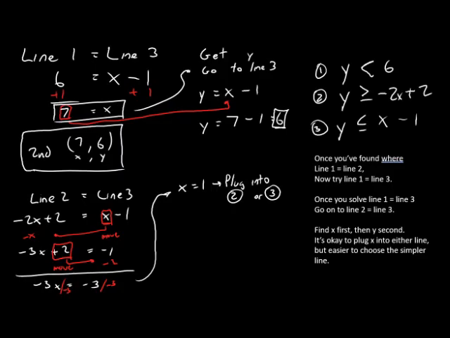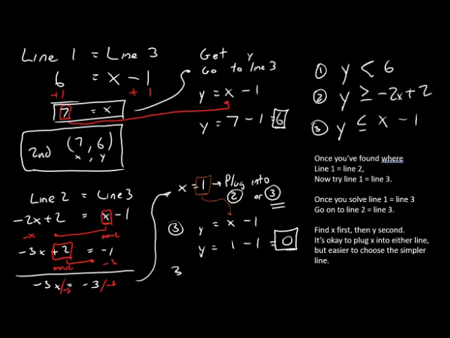Since line 3 looks a little simpler to me, let's use that one. Line 3 says y is equal to x minus 1. We'll put that x equals 1 in where we see x. Therefore, we'll have y equals 1 minus 1, which is 0.